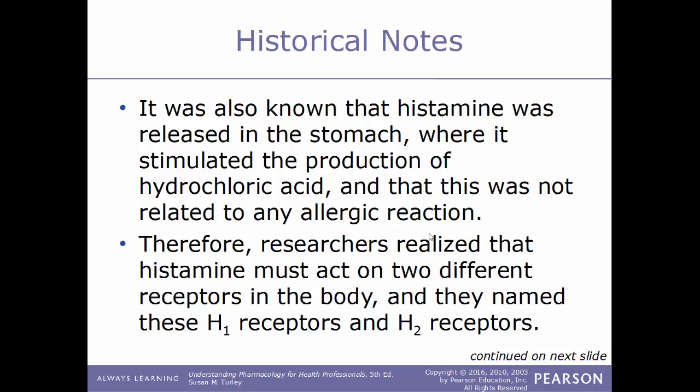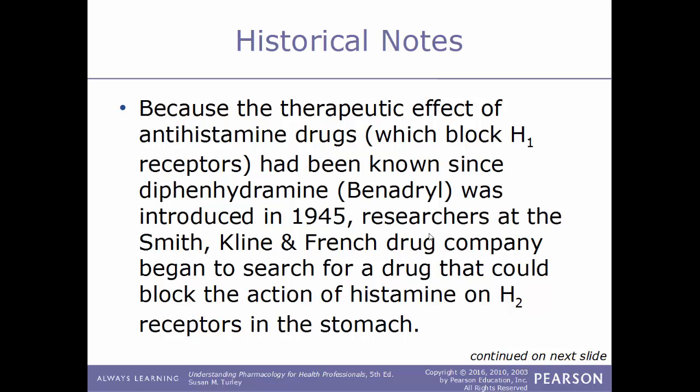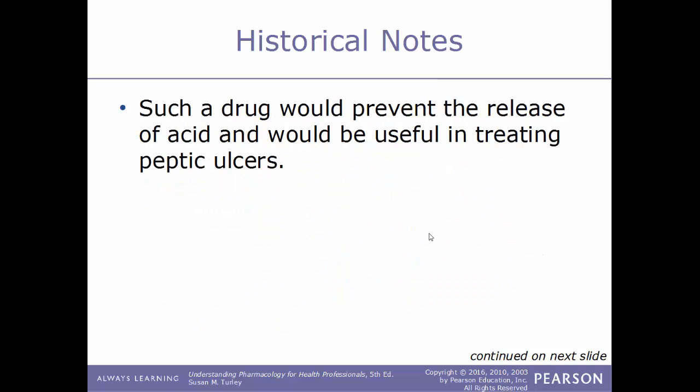So therefore, researchers realized that histamine must act on two different types of receptors in the body. So that's why we have H1 receptors and H2 receptors. Because the therapeutic effect of antihistamine drugs, such as Benadryl, for example, has been known since 1945, researchers at Smith, Kline, and French Drug Company began to search for a drug that could block the action of histamine on H2 receptors. Antihistamine drugs that you take for allergic reactions block H1 receptors. So developing a drug that would block H2 receptors would prevent the release of acid, and of course would be useful in treating peptic ulcers.